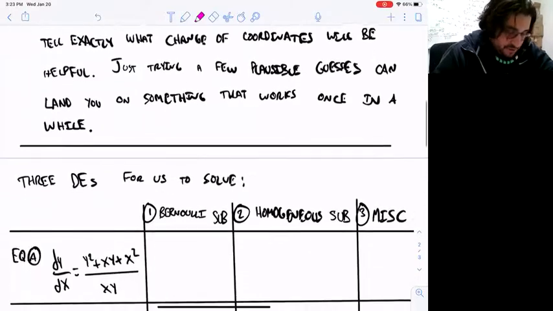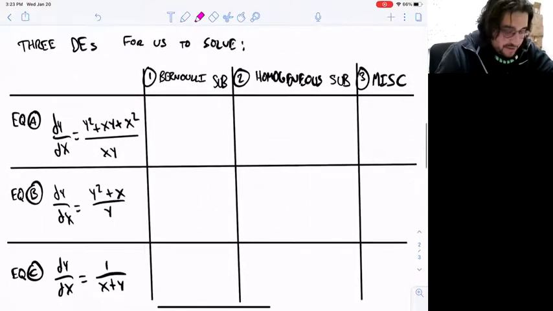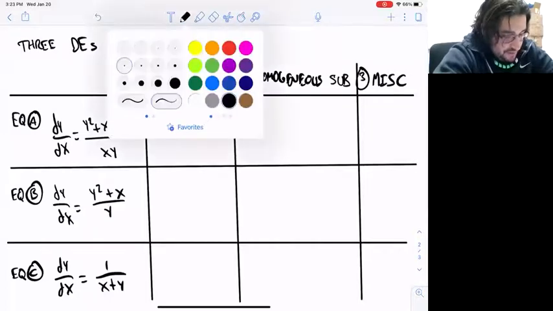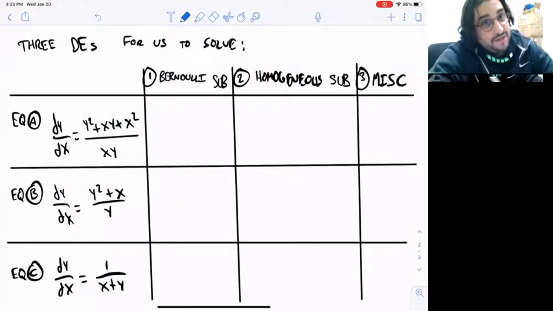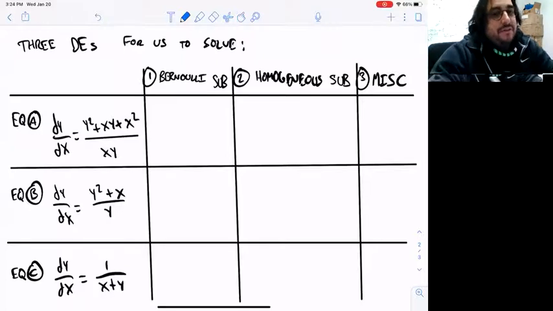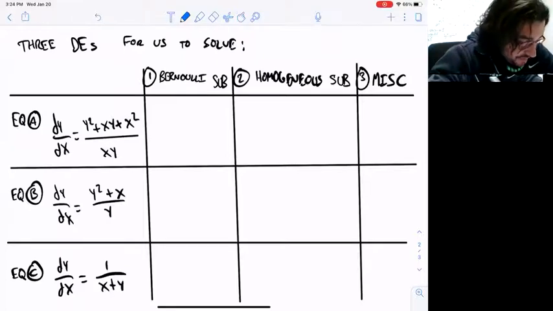Right. So in particular here, I want to look at these three methods, and I want to see which method applies to which of the following equations, right? So before I actually use the method to solve the differential equation, I just want to see which method applies to which, right? So first we have the Bernoulli substitution.